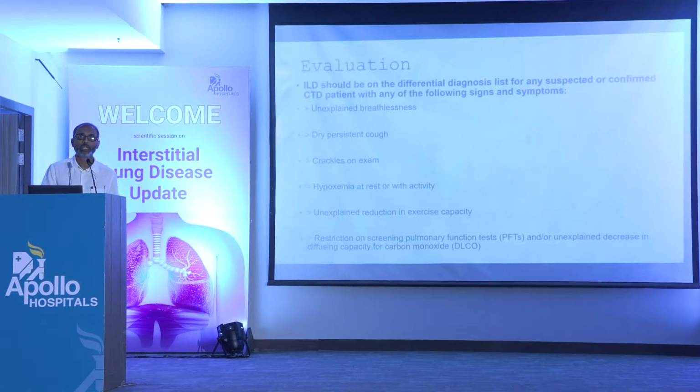So how to evaluate these patients? Interstitial lung disease should be on the differential diagnosis list for any suspected or confirmed patient with CTD if there are the following signs and symptoms: unexplained breathlessness, dry persistent cough, crackles on examination of the chest, hypoxemia at rest or with activity, unexplained reduction in exercise capacity, and restriction on screening pulmonary function test.